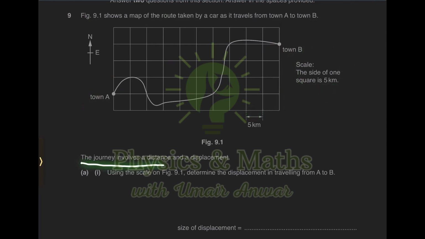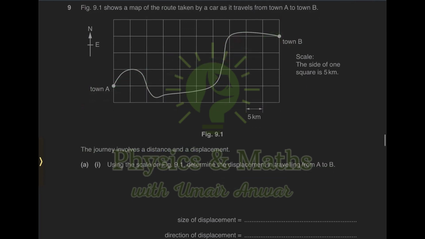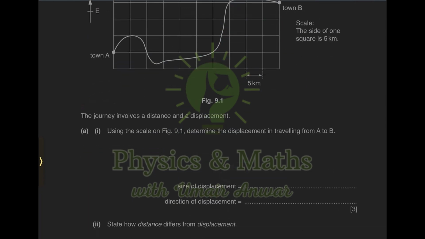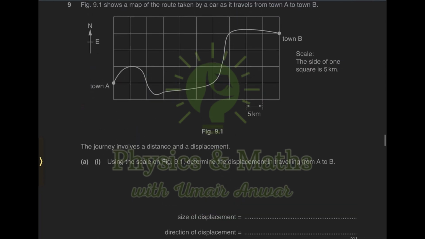The journey involves a distance and a displacement. The distance is calculated by measuring the length of this line, and this would give us the distance between the two towns. And the displacement is going to be the shortest distance between town A and town B. Using the scale on figure 9.1, determine the displacement in traveling from A to B. Now, if we want to determine the displacement, we have to find the shortest distance between the two towns, the size of displacement. And similarly, for the direction of displacement, we have to find the angle at which the displacement is covered.